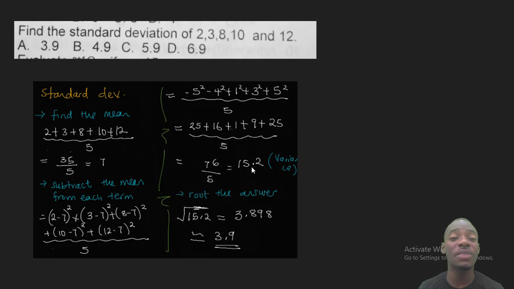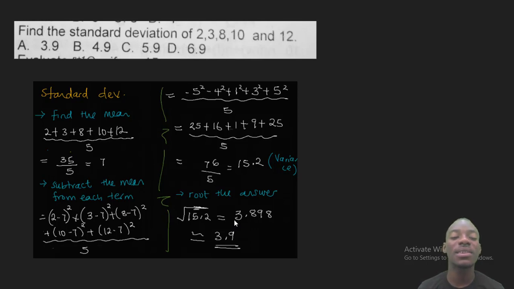Now, you have not gotten the standard deviation, you have only found the variance. Variance is what you get first before you get standard deviation. Now, if you square root the variance, you will get the standard deviation. And then the square root of 15.2 is therefore 3.89. Approximately 3.9 is my standard deviation.